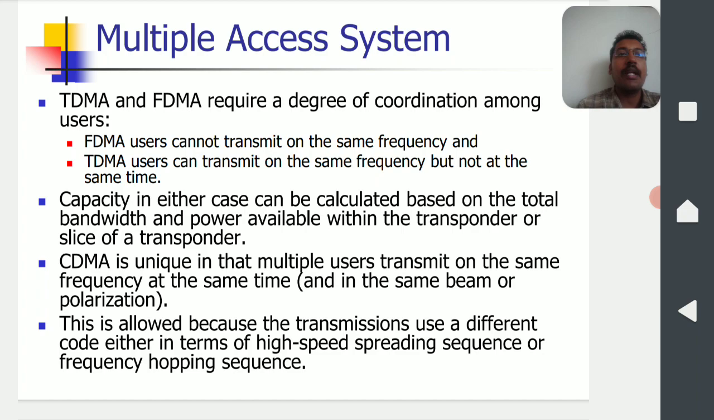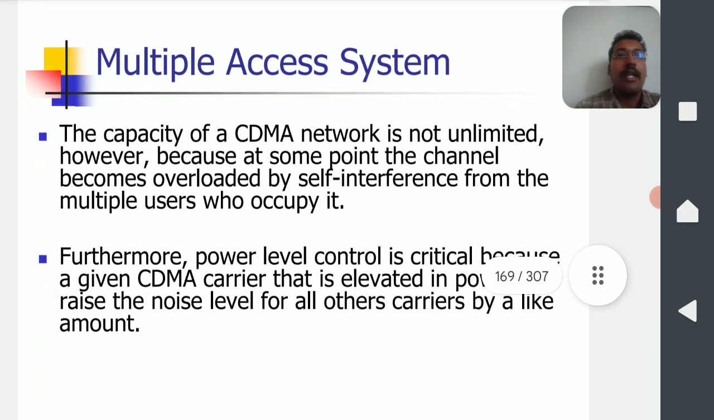CDMA is unique in that multiple users transmit on the same frequency at the same time. This is allowed because the transmissions use a different code, either in terms of a high-speed spreading sequence or a frequency hopping sequence. The capacity of a CDMA network is not unlimited, however, because at some point the channel becomes overloaded by self-interference from the multiple users who occupy it.